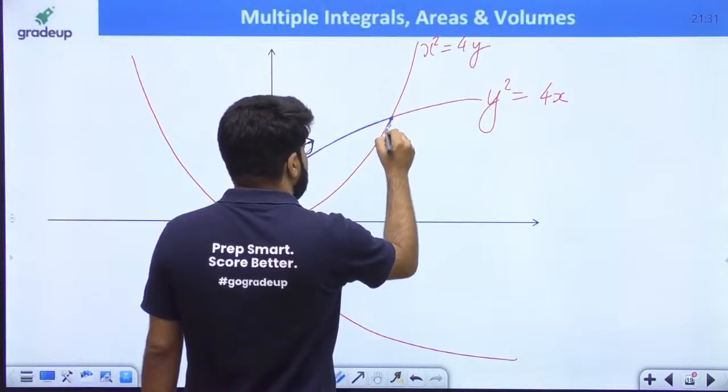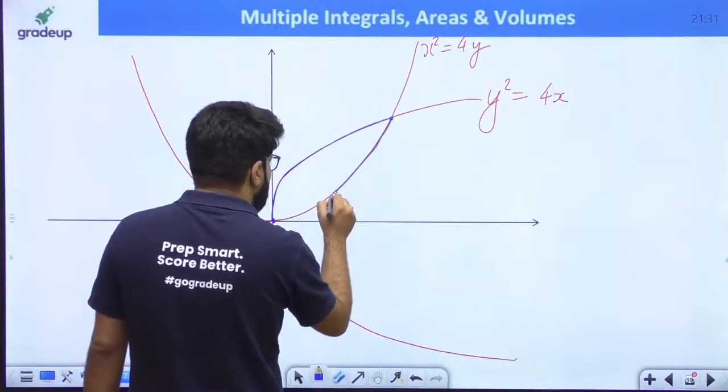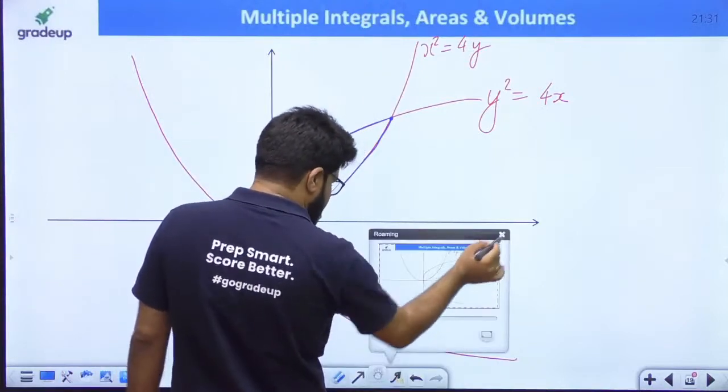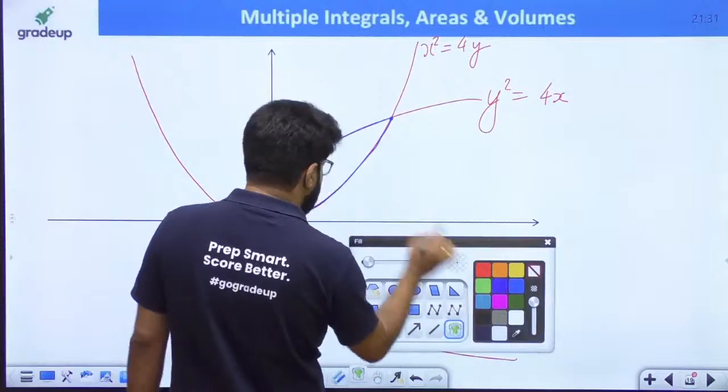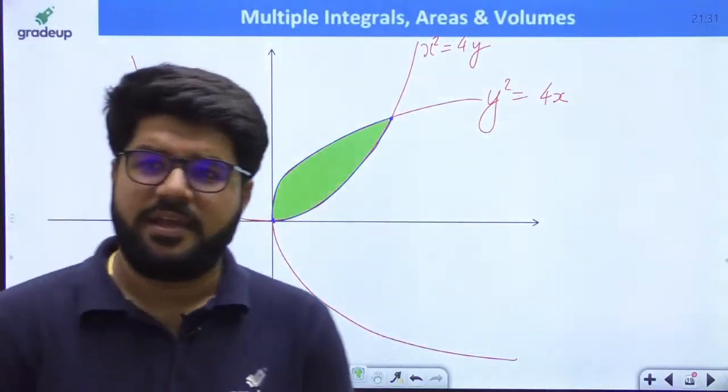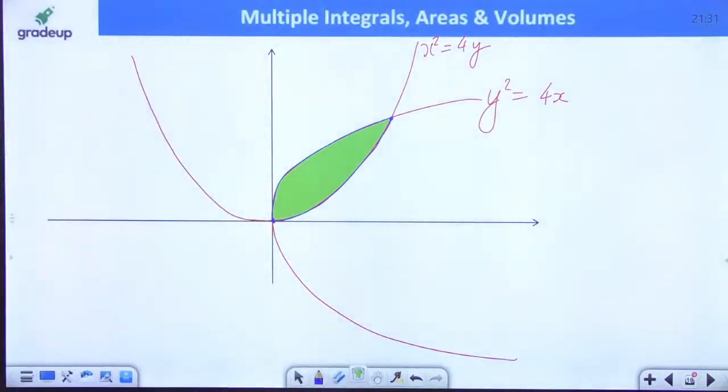Let us separate it out. This is the leaf generated and I want to calculate the area enclosed. What is the area enclosed actually? This is the area enclosed. I want to calculate how much is this area.